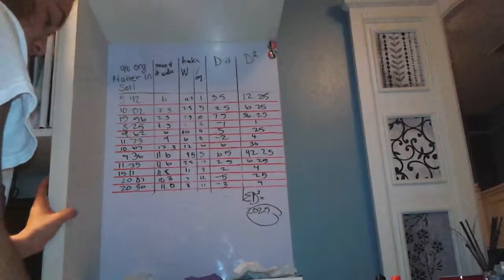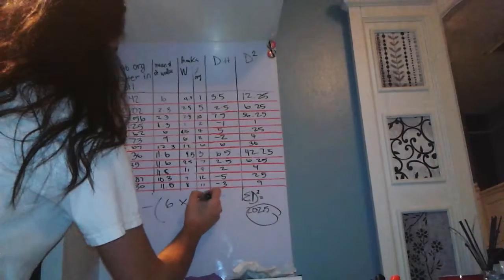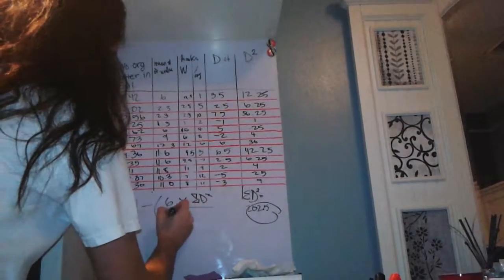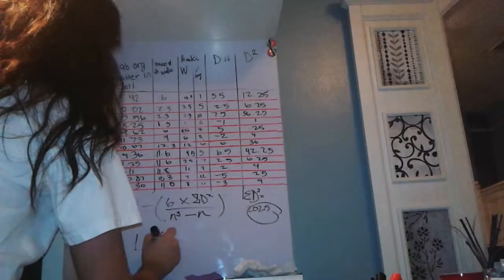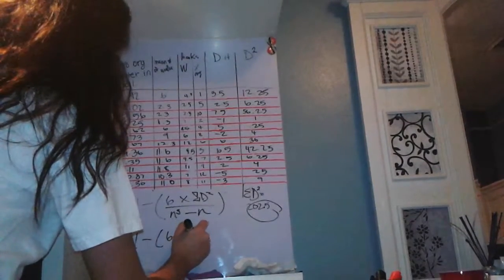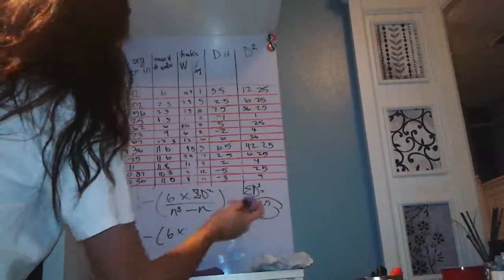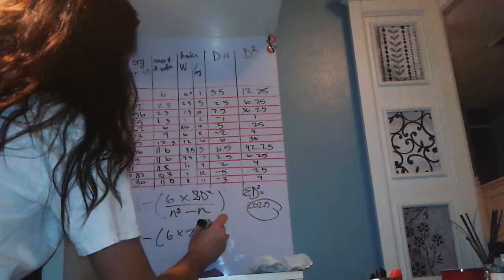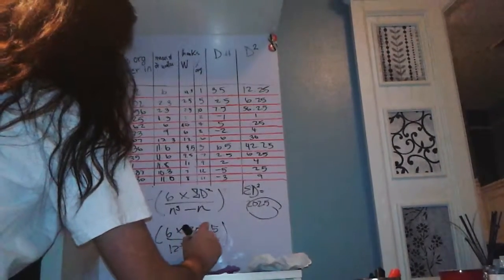Now we plug this into Spearman's rank correlation, which is 1 minus 6 times the sum of the difference squared, over n cubed minus n, where n is the number of trials you do. In this case, it would be 1 minus 6 times the sum, which is 202.5, over 12 cubed minus 12.